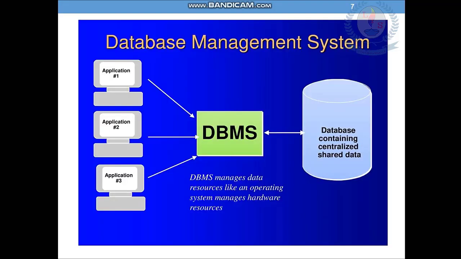Next, let's see how the database management system works. Within more applications, we can use the same database management system. So the DBMS manages data resources like an operating system. Then again, a database contains centralized shared data that we can also store inside a database. So simply we can say a DBMS is an interface between the application and the data.